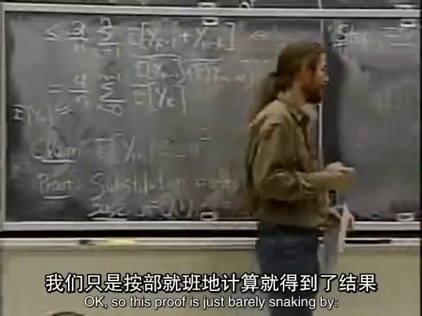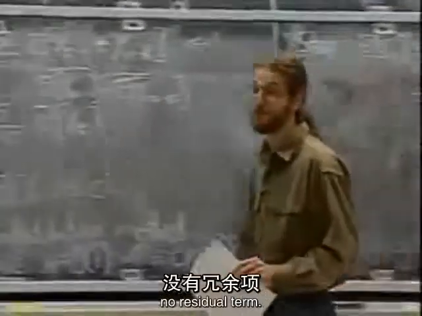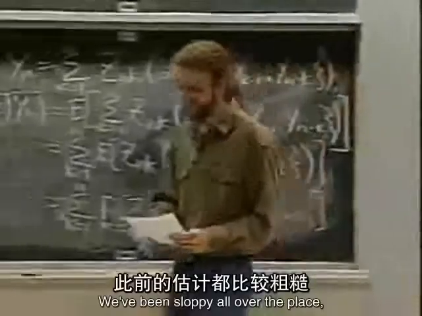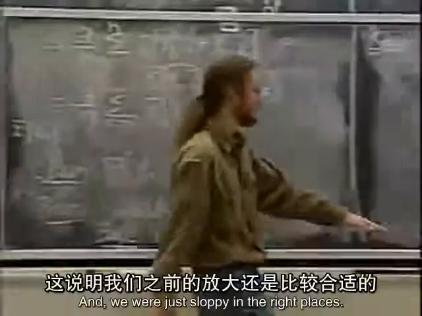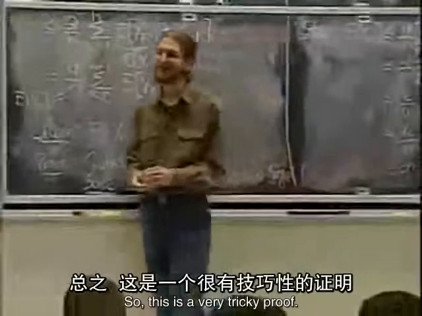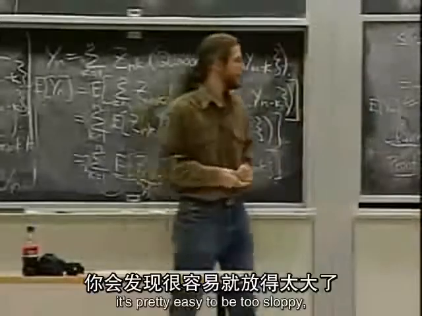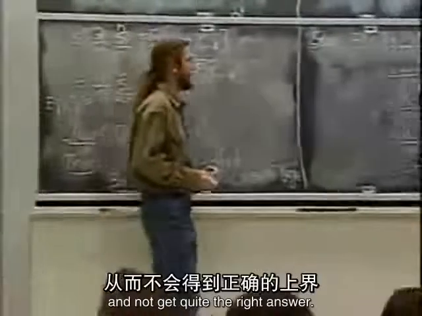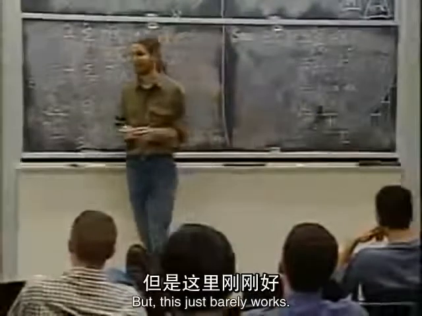Okay, so this proof is just barely snaking by. No residual term. We've been sloppy all over the place, and yet we were really lucky, and we were just sloppy in the right places. So this is a very tricky proof. If you just try to do it by hand, it's pretty easy to be too sloppy and not get quite the right answer. But this just barely works.